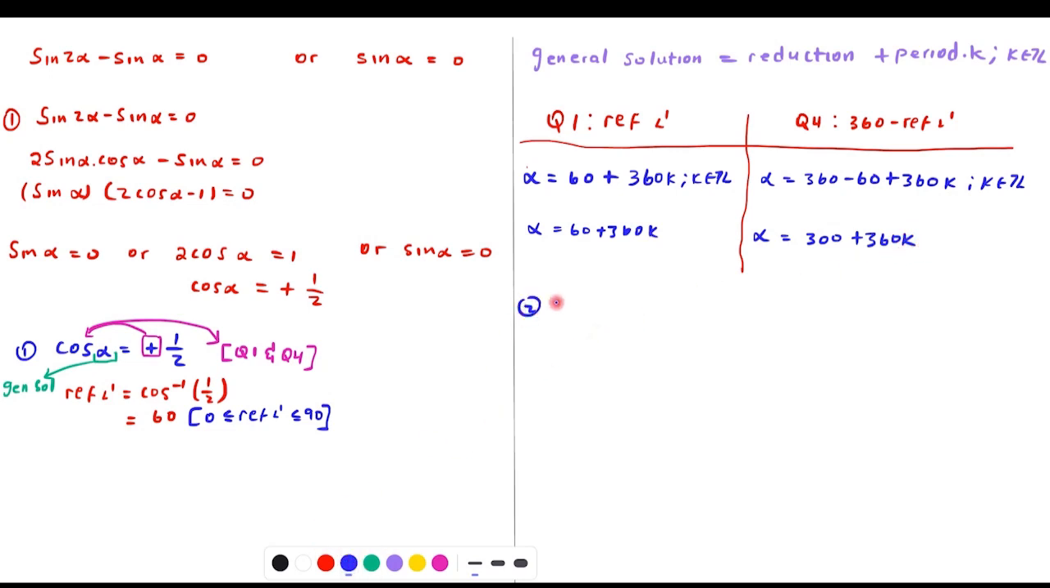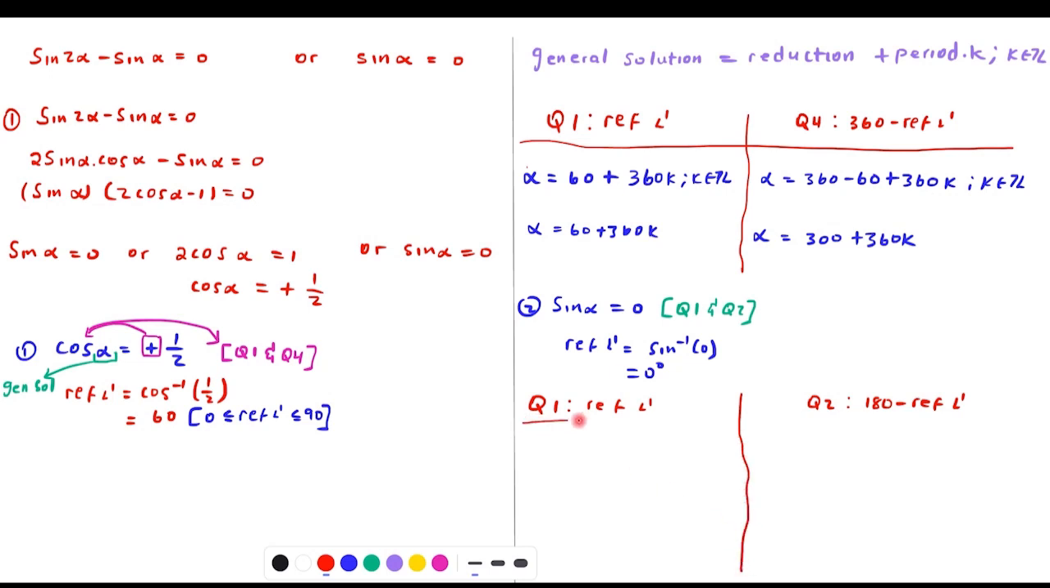Then now the second one is where we have sine alpha equals 0. Now here this is neutral. Because this is neutral, it means we can look at any quadrant, right? So I can just look at quadrant 1 and quadrant 2. It won't matter, right? So here we say our reference angle is equal to sine inverse of 0, so that is 0. And then our first quadrant is the reference angle, and our second quadrant is 180 minus theta, hence 180 minus reference angle.